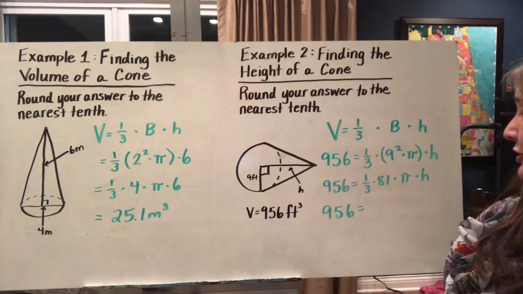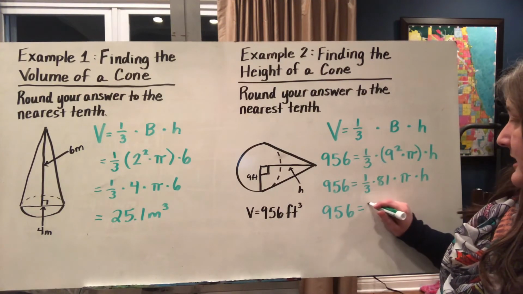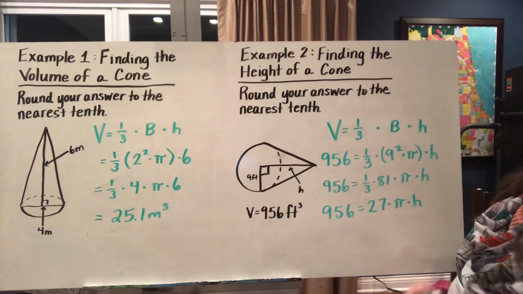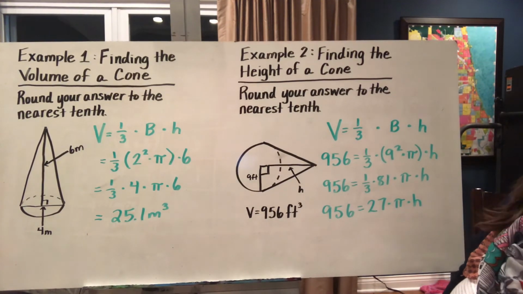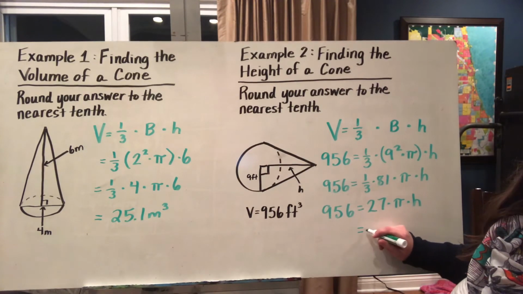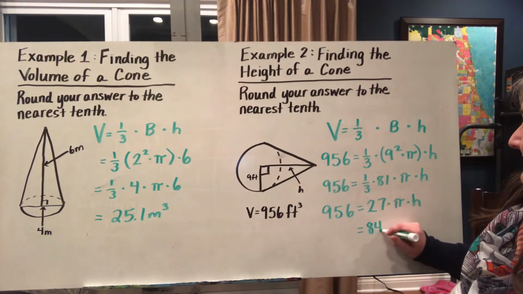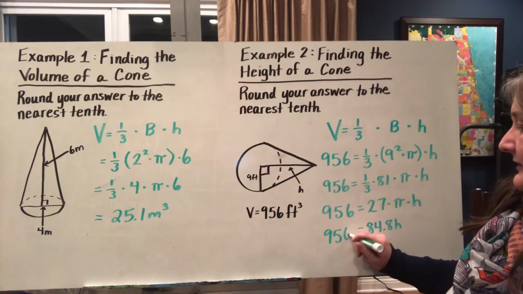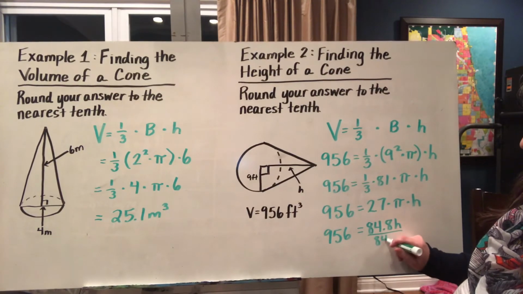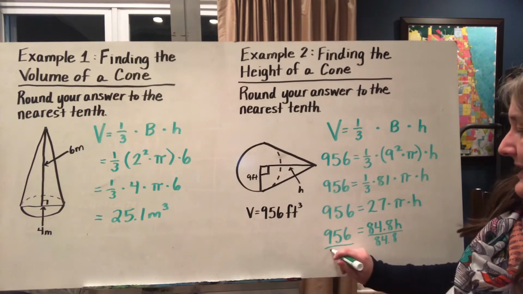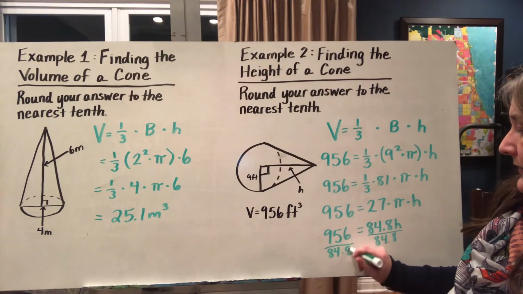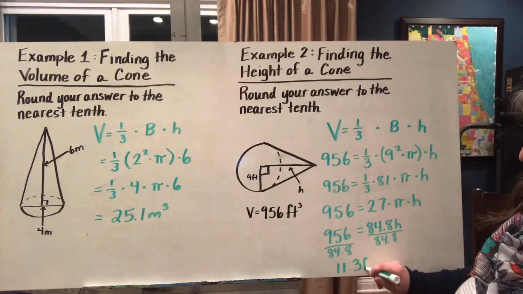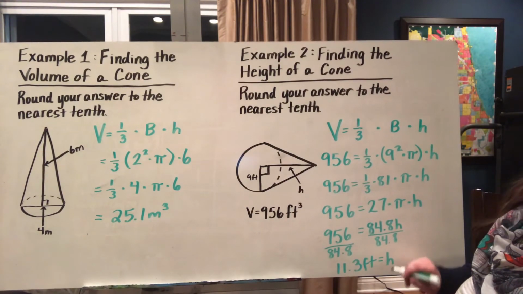So I can do 1/3 times 81, which gets us 27 times pi times h. I can then multiply my 27 times pi, and I'm going to round it to the nearest tenth. It's about 84.8. So I have 84.8 h is 956. To solve, I'm going to divide each side by 84.8. And roughly for my height, I get 11.3 feet for the value of h.